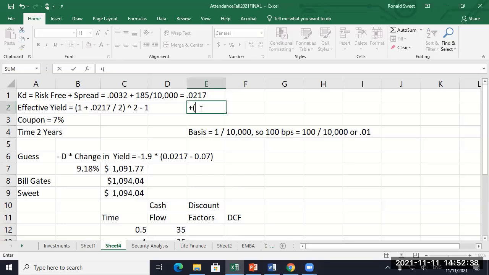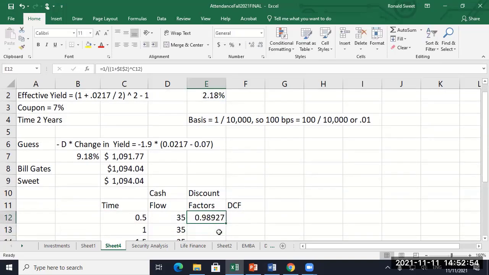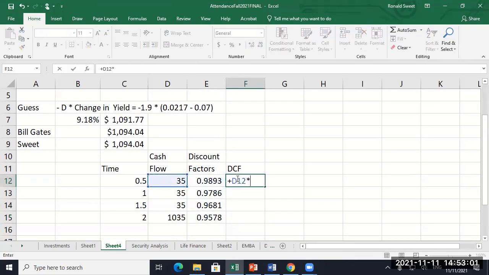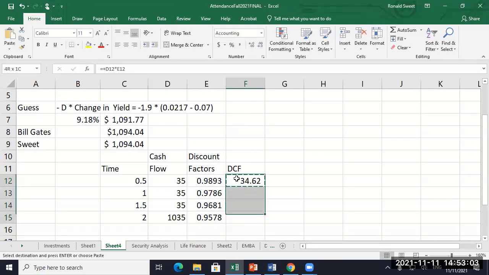All right. 1 plus 0.0217 divided by 2 raised to the second minus 1. You know it's got to be a little bit higher. So plus 1 divided by 1 plus that raised to the time. Just kind of cash flow, just multiply across.